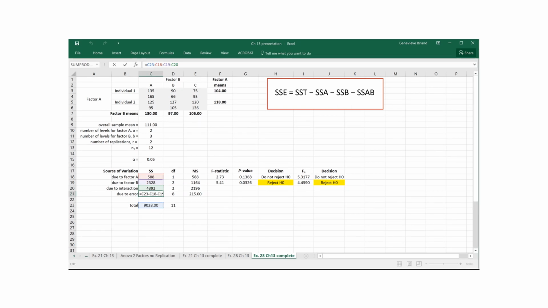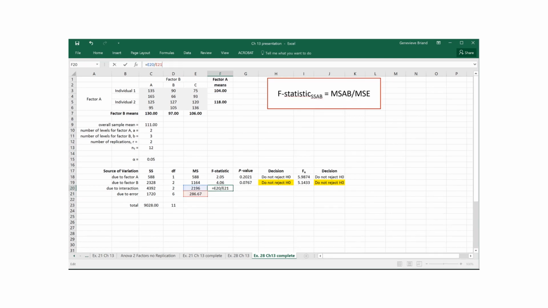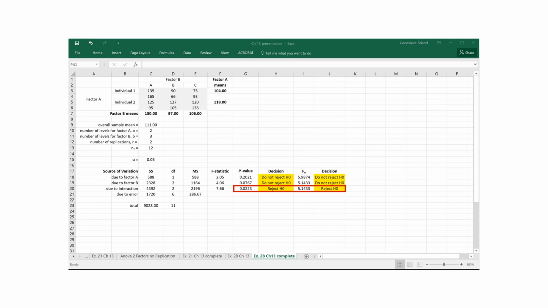Error sum of squares is total sum of squares minus sum of squares due to factor A, minus sum of squares due to factor B, and minus sum of squares due to interaction of factor A and factor B. Same thing for degrees of freedom. Finally, we compute the F statistics to test the interaction effect and the P and F critical values and apply the decision rules to both.